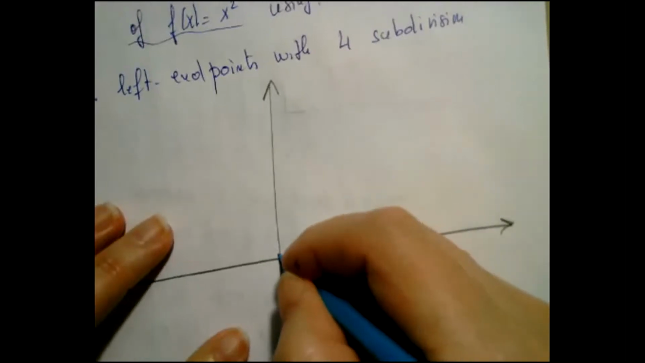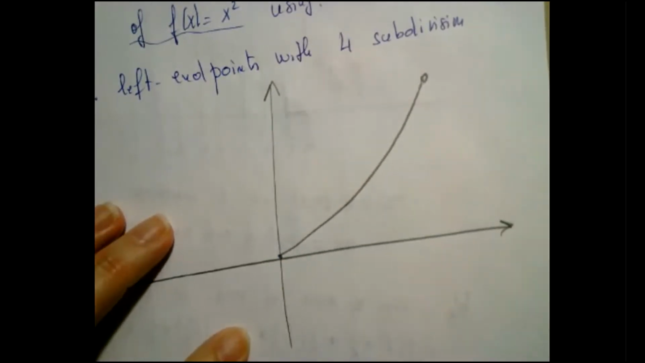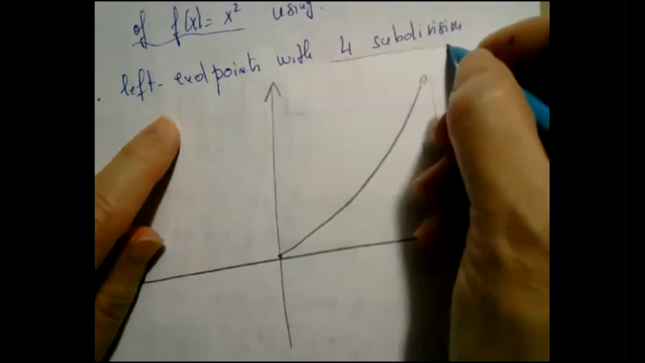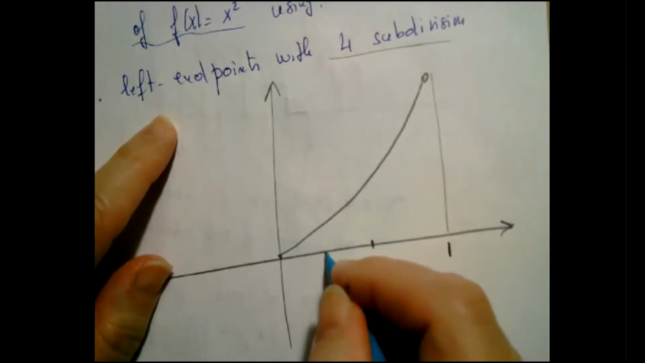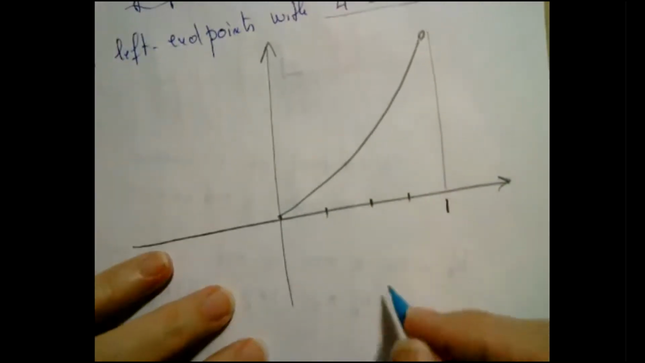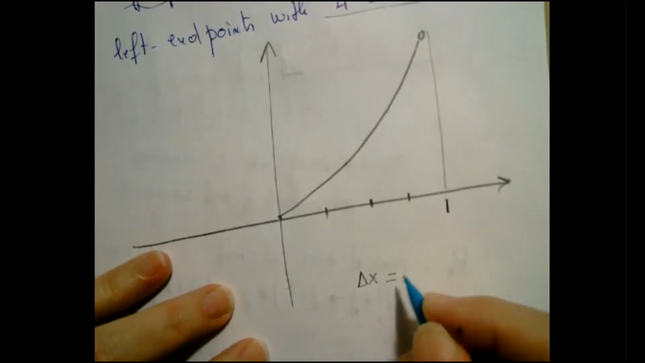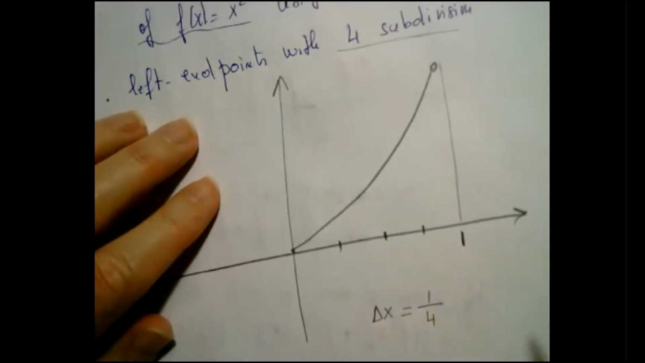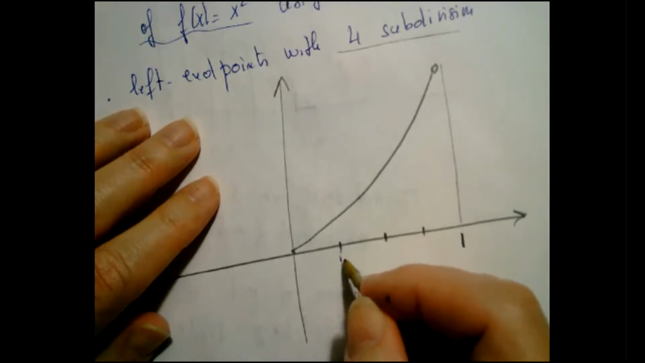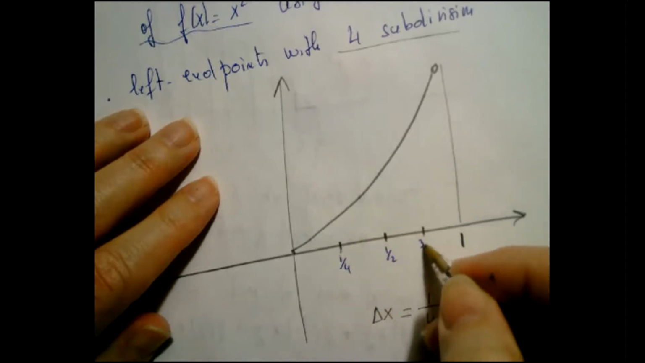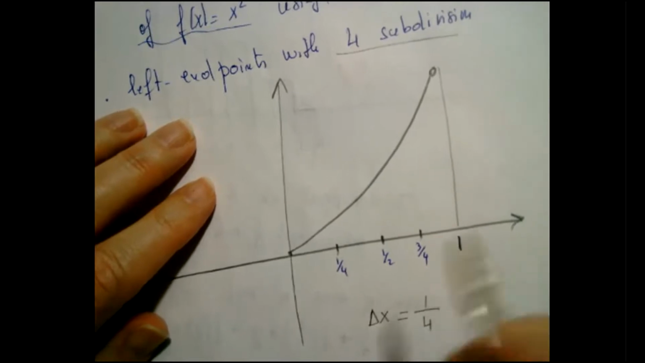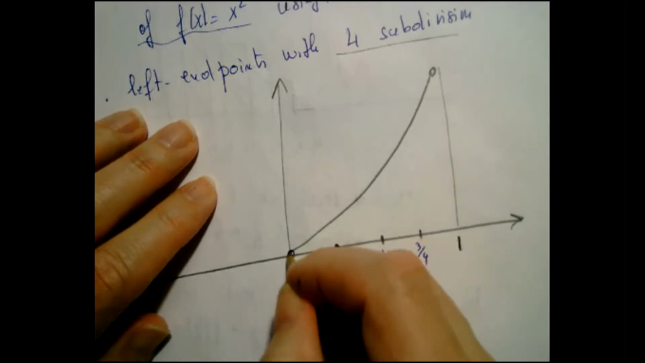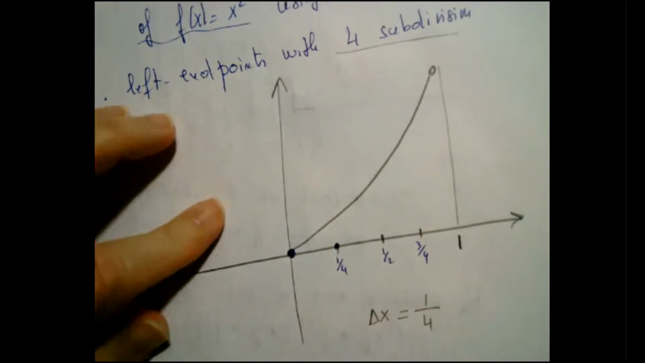So here we are. My function is the same. Nothing changed. f of x equal x squared. This is 1. I want 4 subdivisions, which means I need to divide into 4 equal pieces. So my delta x here is 1 over 4. Left endpoint means the following. The rectangles that I'm going to take have endpoints 1/4, a half, 3/4. So I'm going to do the same estimate. But instead of taking for height the value of the function at 1/4, I'm going to take for height the value of the function at 0, at the left endpoint.